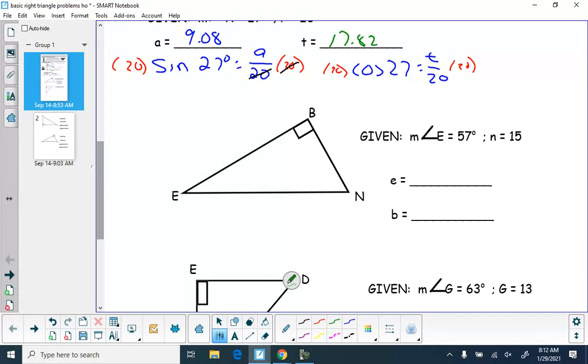So opposite big B, we should have little b. Opposite big N, you should have little n. Opposite big E, you should have little e. All right, we're given the measure of angle E is 57 degrees. We're given little n is 15.